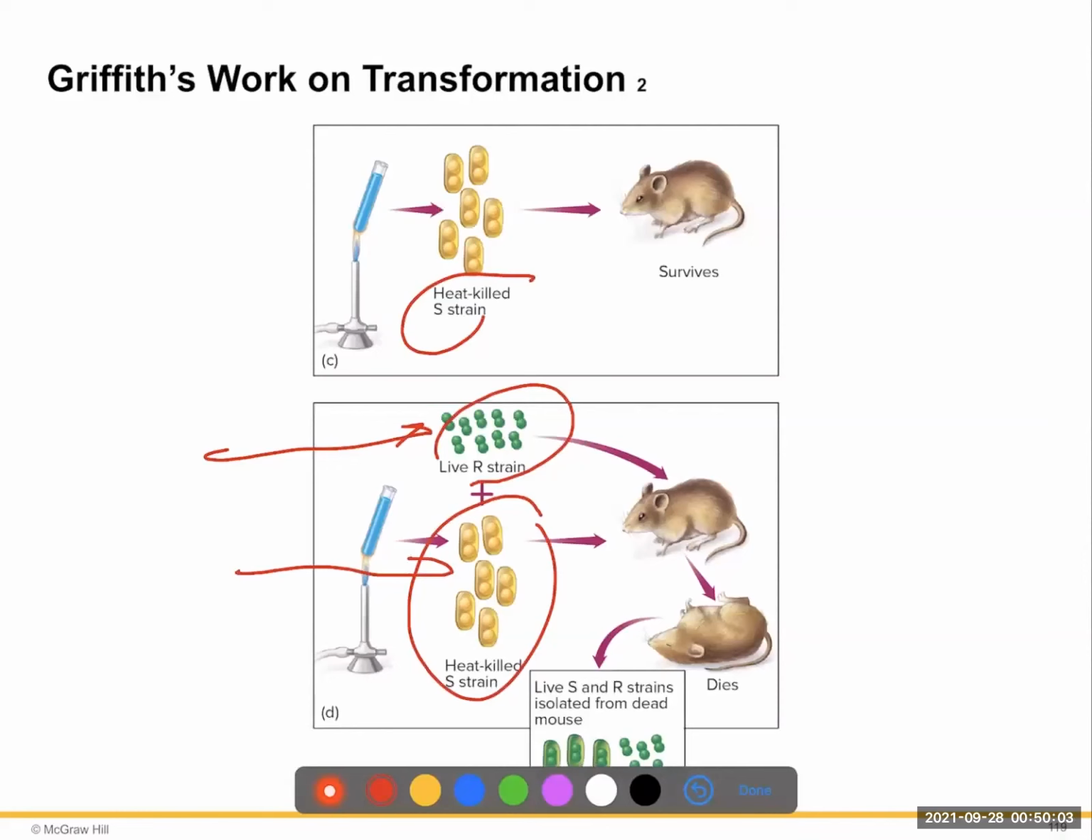Okay? The genetic material is transferred through transformation into the heat-killed S strain. And now you've got a live strain that passes through generations, and that reproduces the bacteria. And that allows it to kill the rat through transformation.